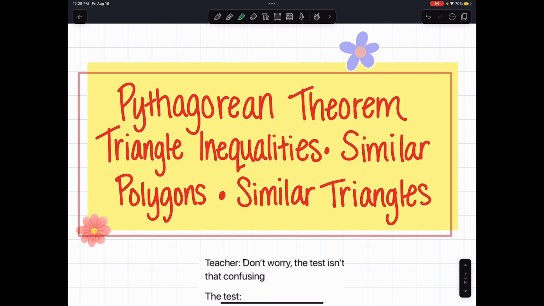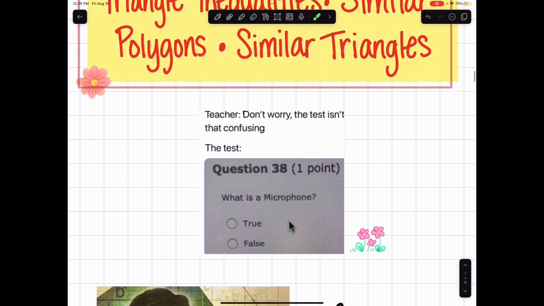But today's lesson, I really love this lesson. I put a lot of work into it. I hope you really like it. It is about the Pythagorean theorem, which you know already. You might remember it from the Lego Batman movie, a squared plus b squared equals c squared. Remember that part of it? We're going to go over that and what it means. We're also going to go over triangle inequalities and then similar polygons and similar triangles. I actually think this is the funnest lesson that we have done so far, so I think you're really going to like it. Don't worry, it's not super confusing.